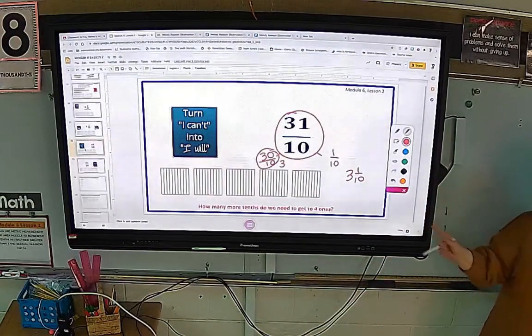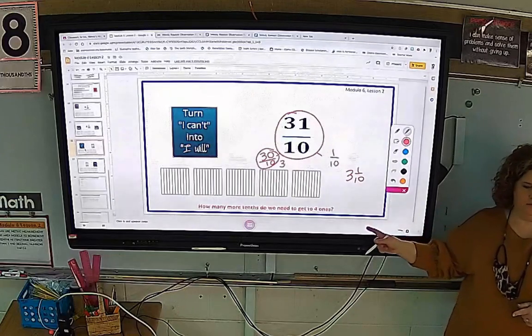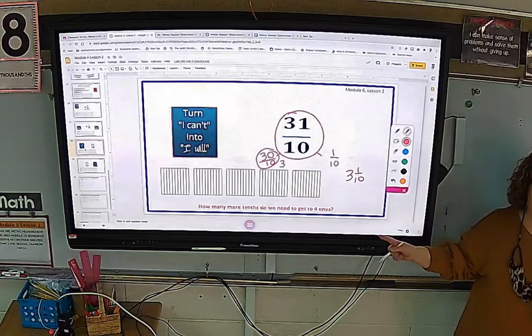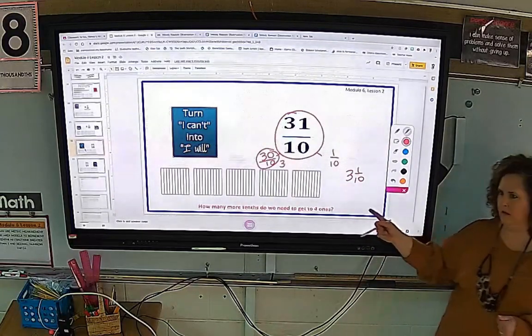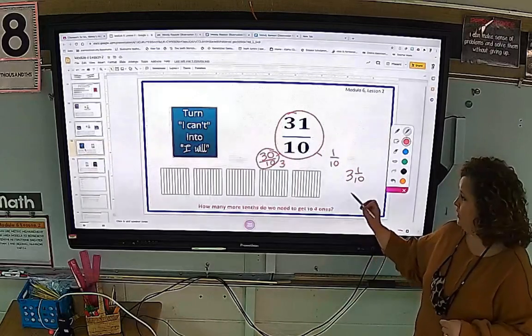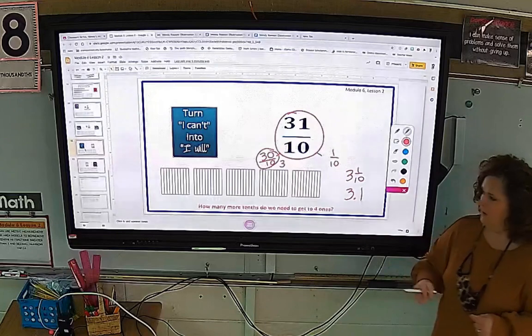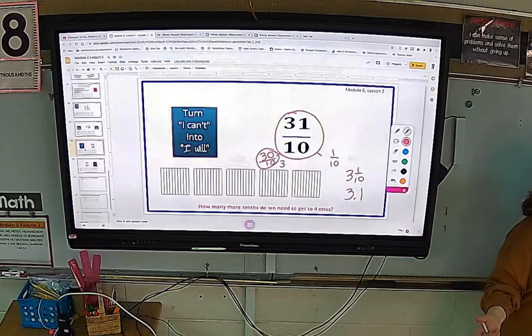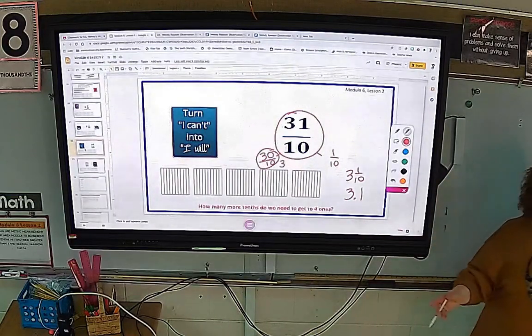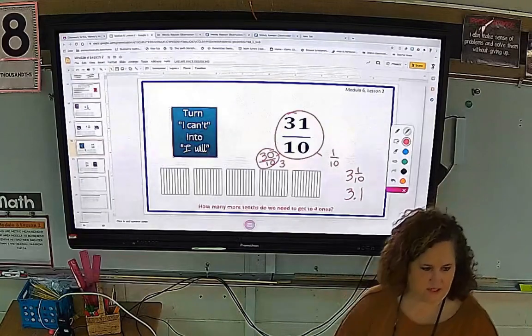Okay, I want you to write that as a decimal also. What does 3 1/10 look like as a decimal? Jayla, what's it going to be? 3.1. Good. Now, is that easy to color in or to shade in? Yes. Most definitely. And you might have seen that before.